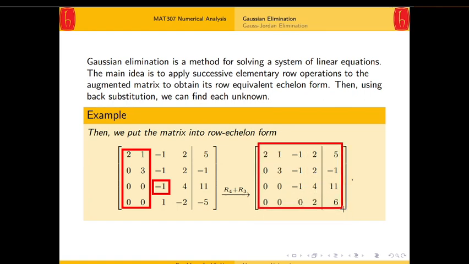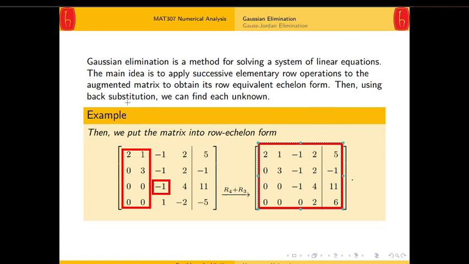This matrix is in row echelon form because, as you see, this is the leading entry, and below it they are all zeros, and this is 3, which is the leading entry of the second row, and below it they are all zeros, and -1 below it zeros, and all the leading entries are moving to the left while we are moving from first rows to the second rows and so on. So this is really an echelon form.